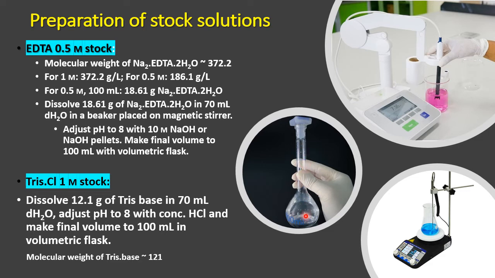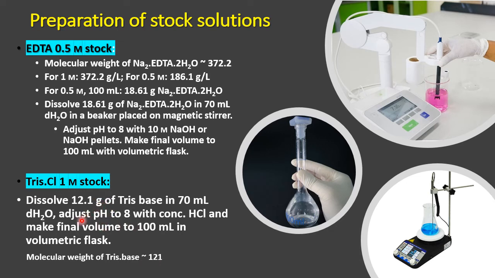So it depends on how much you want to make. If you want to make 100 ml, you use a 100 ml volumetric flask. If you want to make 1 liter, you have to have a 1 liter volumetric flask. Now similarly for Tris chloride stock solution, you dissolve 12.1 gram of Tris base in 70 ml, because its molecular weight is 121 and you want to make it in 100 ml.